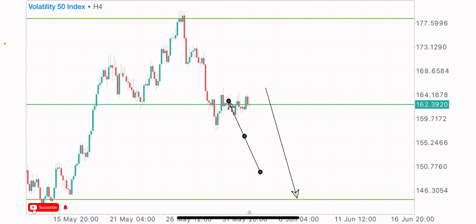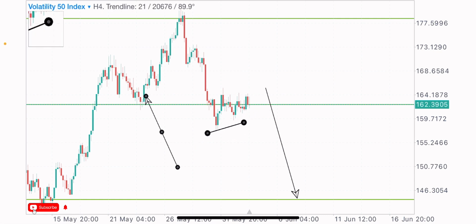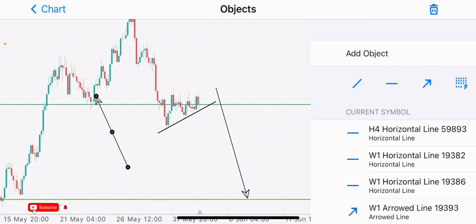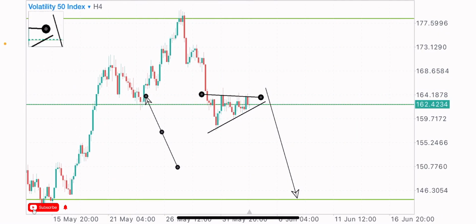So we have to identify this structure. We have to spot it. So let's identify it by mapping it out with our trend line. You have seen that the market is giving us this kind of a pennant formation.